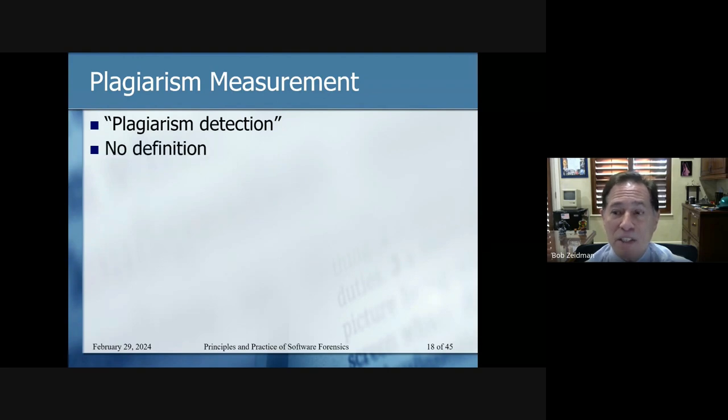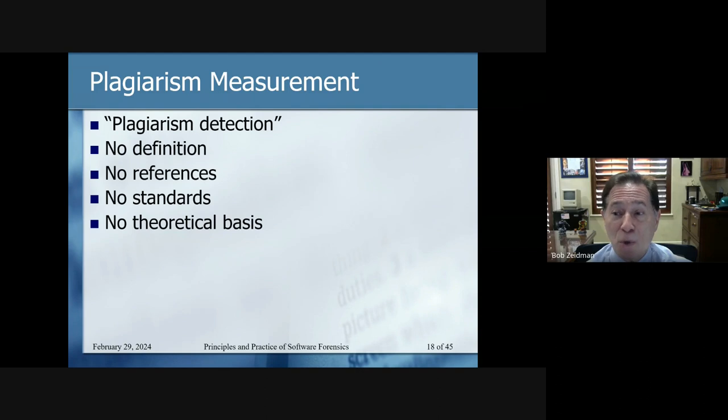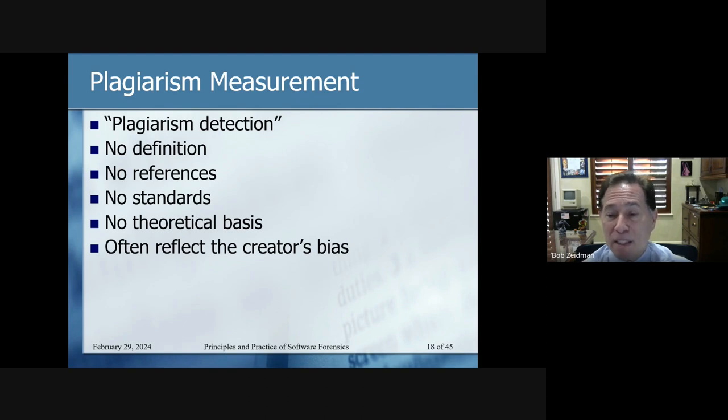There was no definition of what it means to copy code. What does it mean to plagiarize? There were no references, there were no standards. Standards are a problem. What if one program says something was copied and another program says it wasn't copied? And there was no theoretical basis for why these tools work. People just did them and said, oh, it looks like it works. And they often reflected the creator's bias.